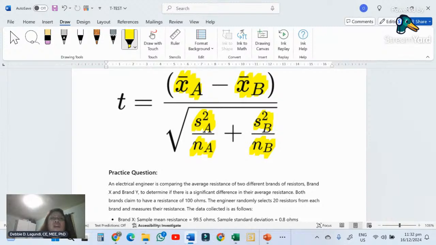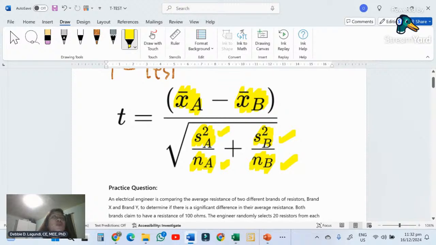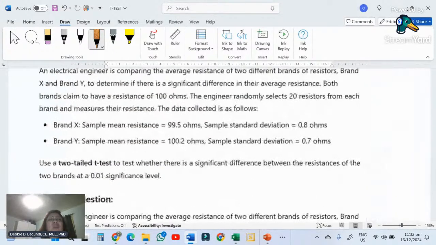So all you need to do, as you can see from the formula, is square the standard deviation of A and divide it by its number of samples. Same is true with B and its samples, and then you add them together and get the square root. That's for the denominator. And then the numerator is just the difference of the two means. And then you get the T. After the T is computed, you have to get the critical T from a T distribution table.